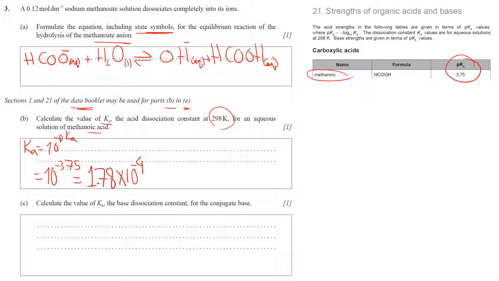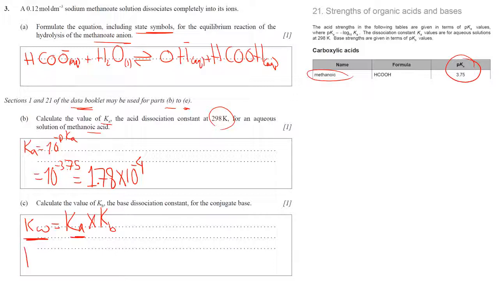C. Calculate the value of Kb, the base dissociation constant for the conjugate base. We have Ka from the previous point, so it's easy to calculate Kb because Kw is equal to Ka multiplied by Kb.